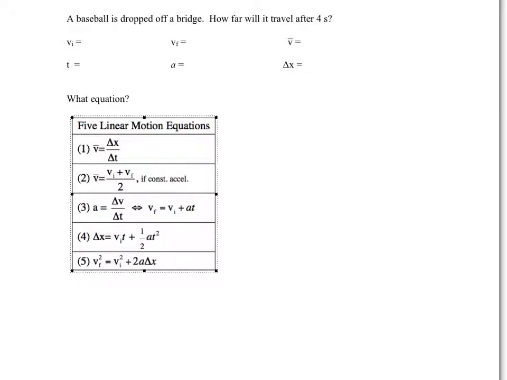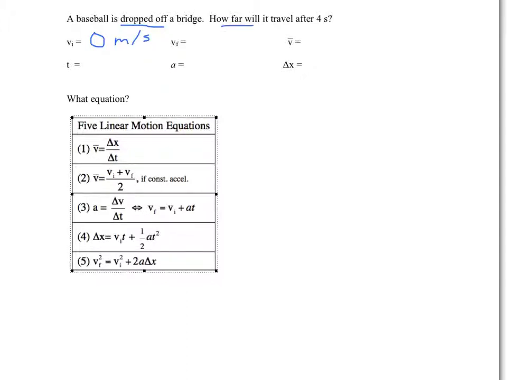All right, here's another word problem that we're just going to walk through together. We start off again. Let's read the problem. A baseball is dropped off a bridge. Again, that's code for the initial velocity is 0 because it's motionless. You release it, so it's not starting with any speed. How far will it travel?